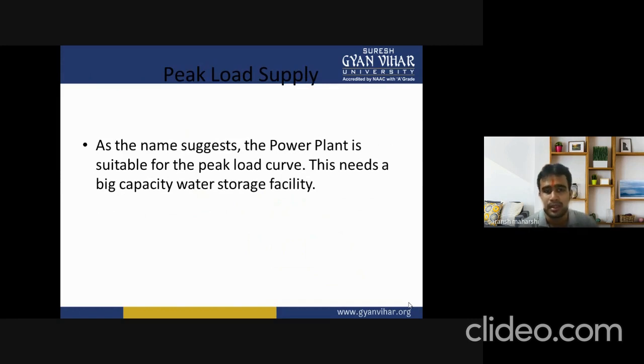Peak load supply. As the name suggests, the power plant is suitable for the peak load curve. This needs a big capacity water storage facility.